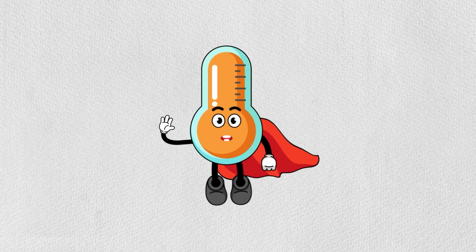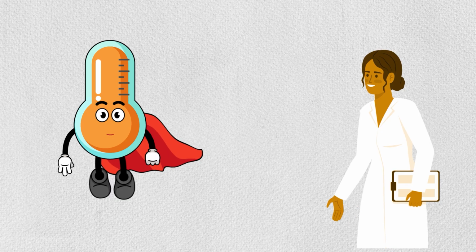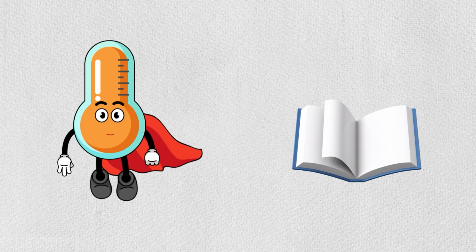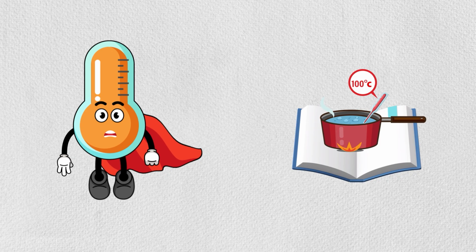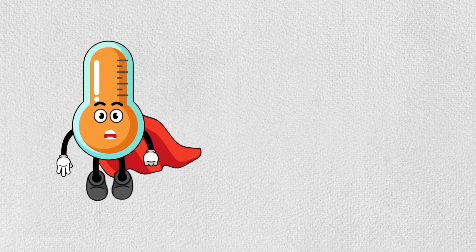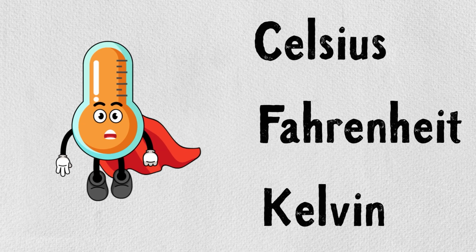Hello everyone. Have you ever wondered why your doctor says your fever is 102 degrees Fahrenheit, but your textbook says water boils at 100 degrees Celsius? And what about Kelvin, the temperature scale that scientists love so much? Today, let's travel through time to meet three scientists, Celsius, Fahrenheit, and Kelvin, and discover why they chose different ways to measure the very same thing, temperature.